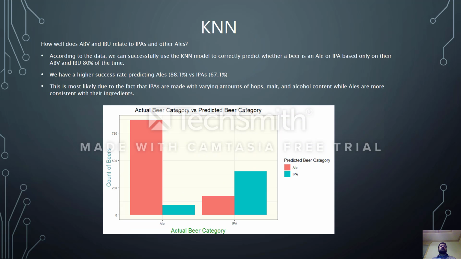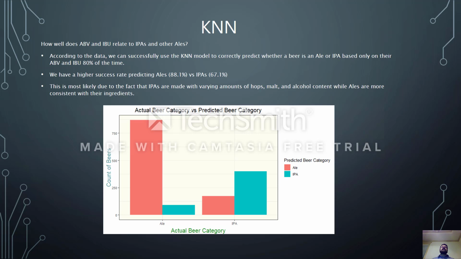Now we want to determine if ABV and IBU can be used to determine whether something is an IPA or another type of ale. If you look at the graph here, you can see that for ales, it was very successful with a success rate of 88.1%. For IPAs, it was less so with 67.1%. Combined, the model predicted correctly 80% of the time, which is pretty good, but better for ales than for IPAs.